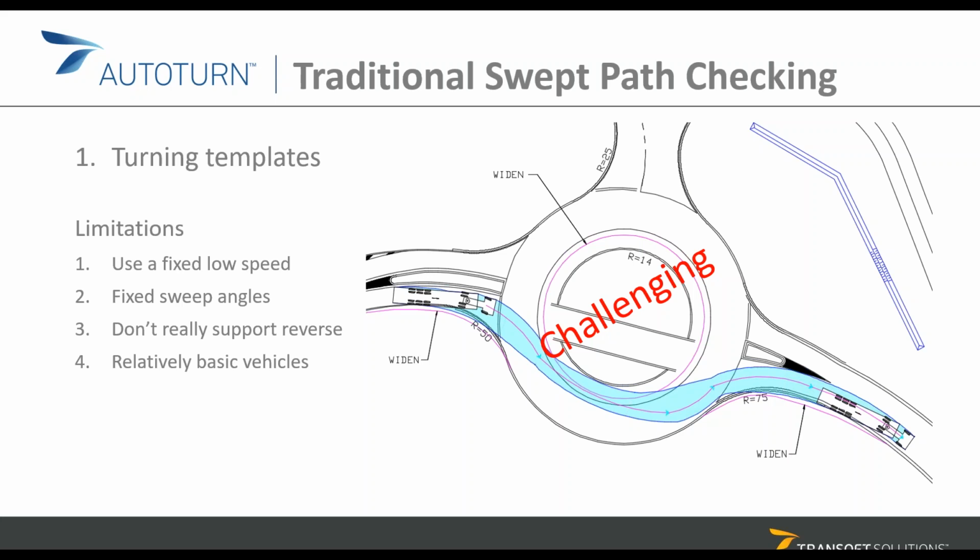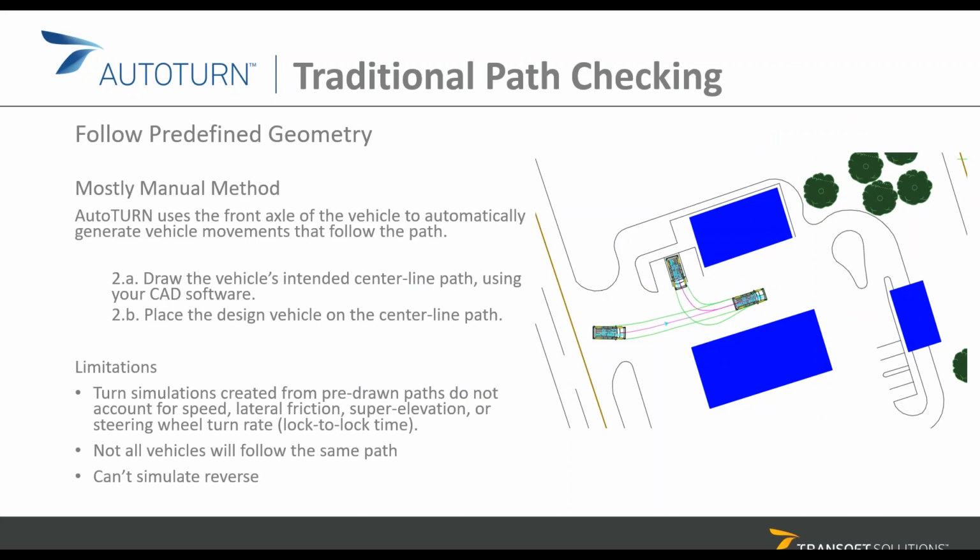All right, so this is our first method. Our second method is being widely used, although it has its own challenges, and it's following predefined geometry. So it's a pretty manual method in that it requires the designer to draw the intended centerline path using just your CAD software, and then the vehicle will run over that predefined path and will be able to assess the off tracking.